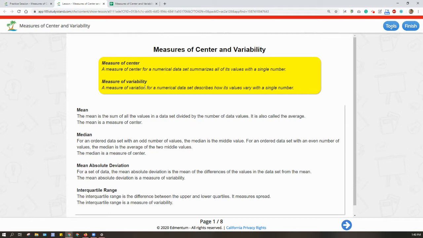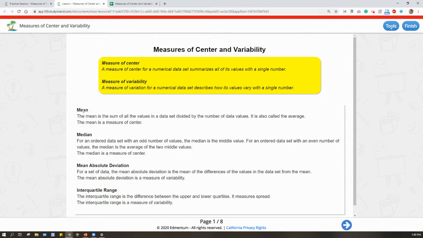Then you have measure of variability. A measure of variation for a numerical data set describes how its values vary with a single number. So it's not trying to describe all the values with a number, but it's supposed to describe how the values change or vary. That's why it's called a measure of variability.